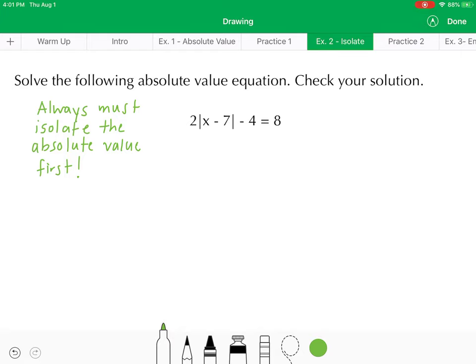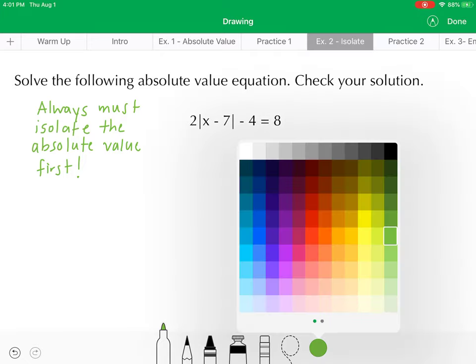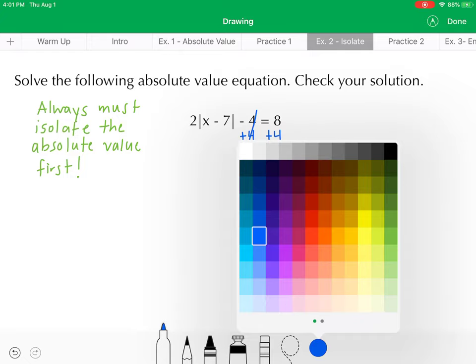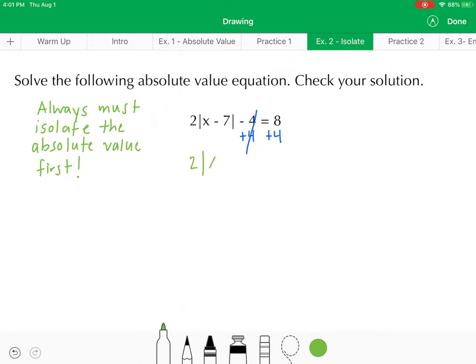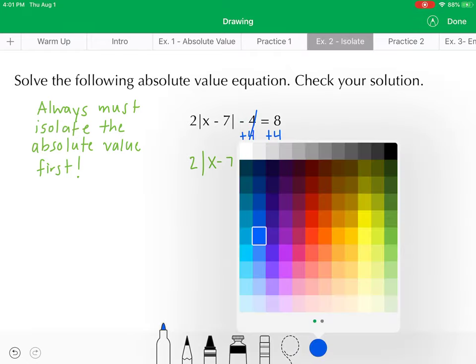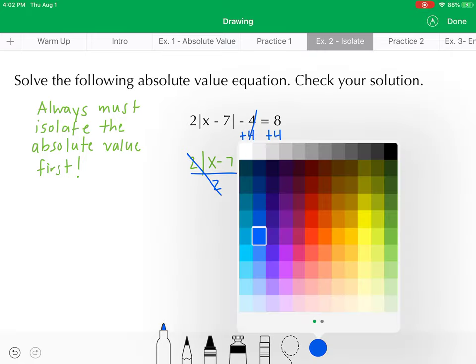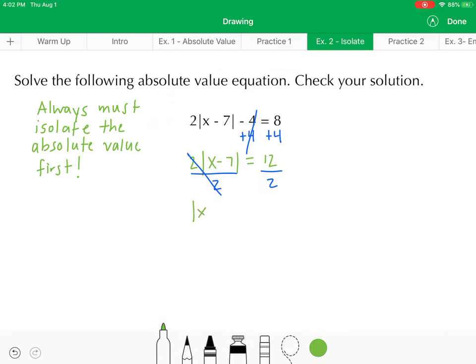So for this particular equation, that's going to require two steps, okay? First thing I'm going to do, I'm going to add 4 to both sides. 2 times the absolute value of x minus 7 is equal to 12. And then I'm going to divide out 2 from both sides. Why can I divide out 2? Because the original 2 that was in front of the absolute value, it's multiplying it. Okay. Now, that's going to take me to the absolute value of x minus 7 is equal to 6.